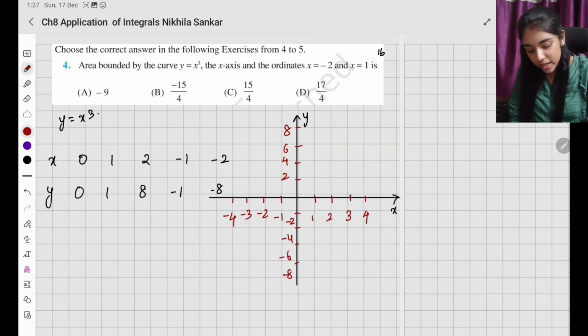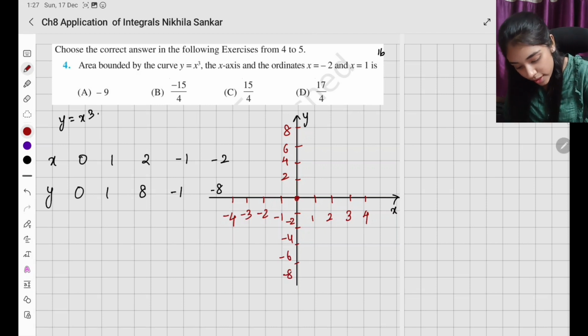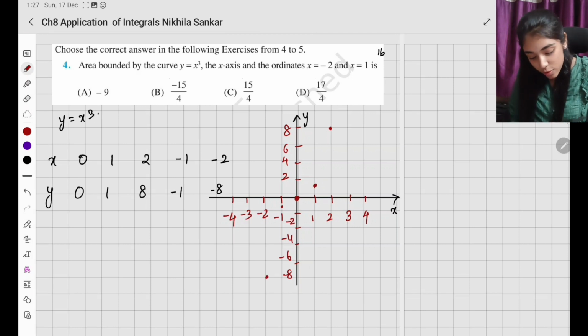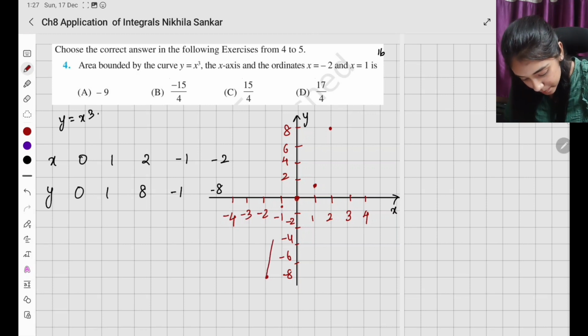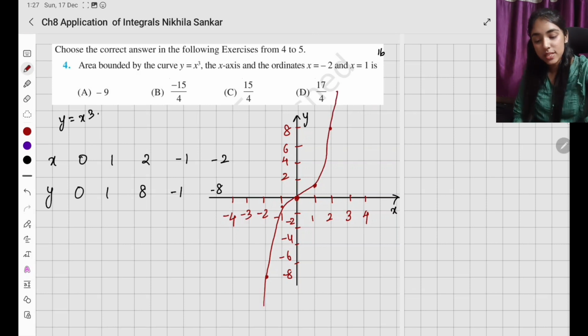Okay. So how does my graph look? 0 gives 0, 1 gives 1, then 2 gives 8, minus 1 gives minus 1, and this is minus 2. So minus 1 gives minus 1, 1 gives 1. So it has to be somewhere here. So 1 gives 1, then minus 2 gives minus 8. So my y equals x cube graph basically looks something like this. This is the y equals x cube graph.